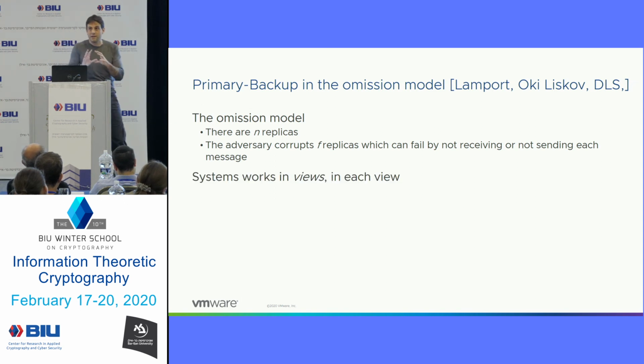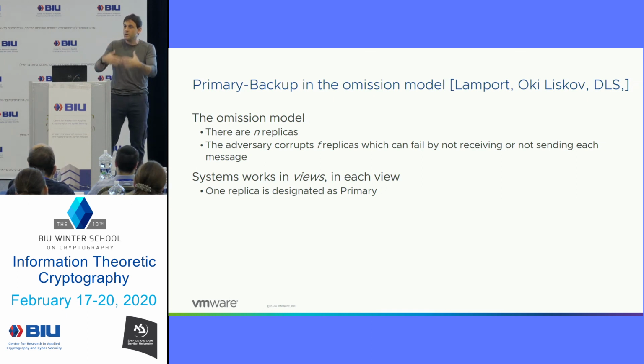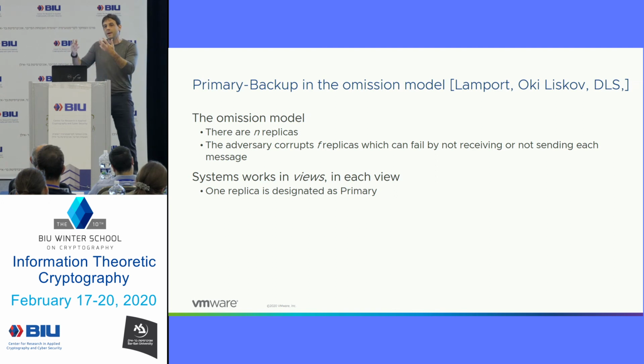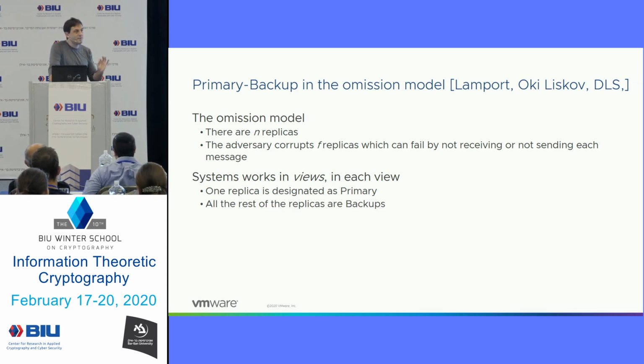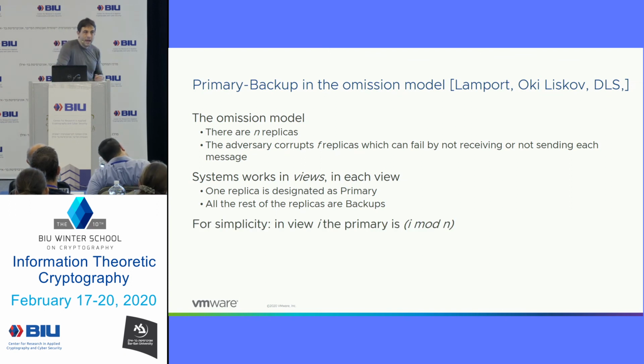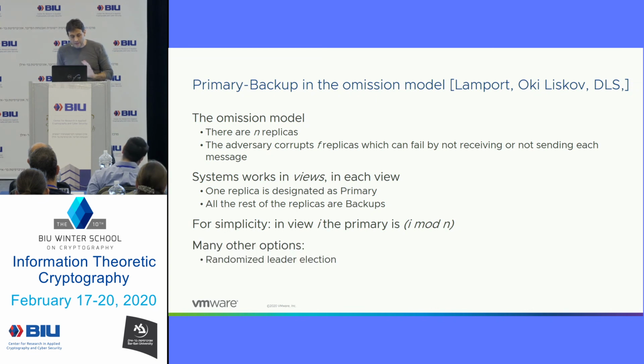And the primary backup approach works in views. So the system has views, and in each view, there is one party that's designated as a primary. So think about it just like general elections. Right? So every, let's say, 3 months, we choose a new primary, and then again, after 3 months, we choose a new primary, and so on. And then we move from one view to the other view. You can do it 4 years also, but here we like less. Okay, so one is primary, and the other is backup. And for simplicity here, we'll just round robin. We'll take all the people elected, and we'll just round robin them one by one in a rotating coordinator. And there are many other options, a randomized leader election and so on, that we'll do later on.